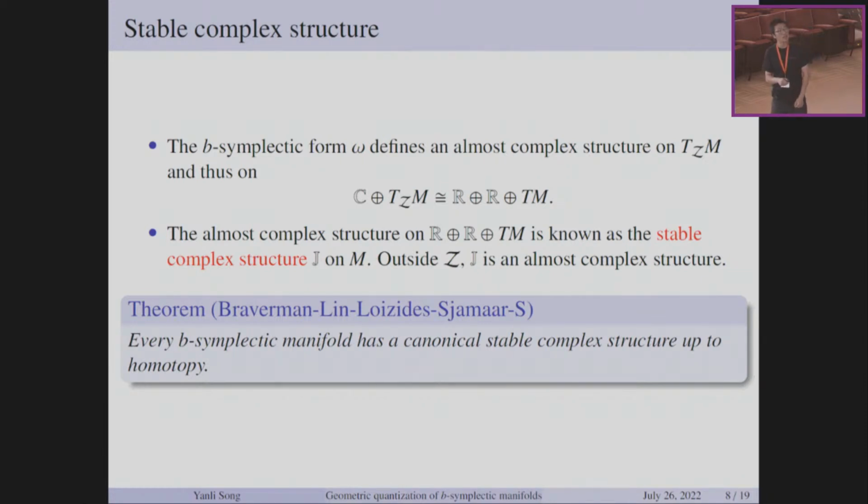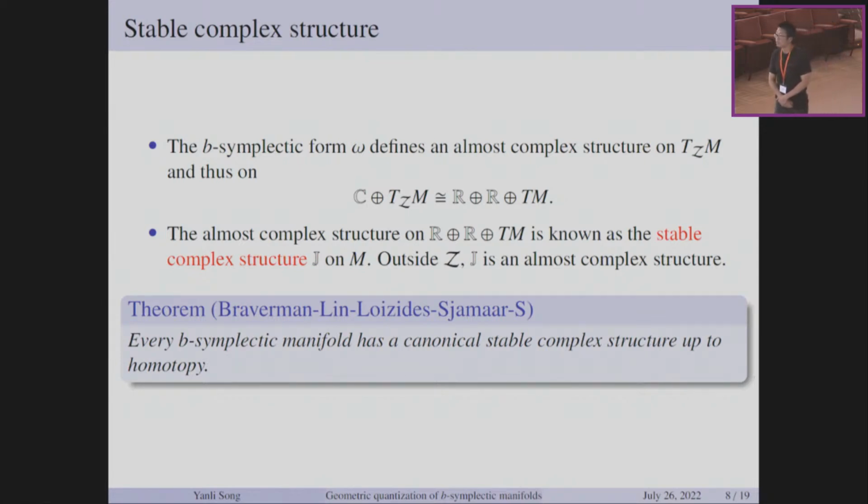Outside the hypersurface, one can see this stable complex structure turns out to be an almost complex structure. This is because on the b-symplectic manifold you cannot glue almost complex structures, but if you pass from almost complex structure to stable complex structure, it gives you more space to glue them together, so that you can glue them into an almost complex structure. So one theorem we showed is that every b-symplectic manifold in our setting has a canonical stable complex structure up to homotopy. That is what we are going to use to define the quantization.